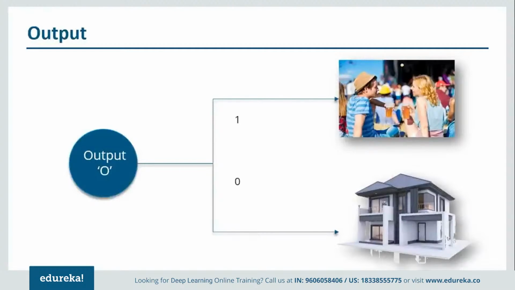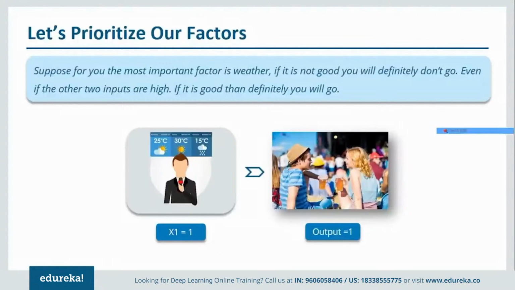Now what does a human brain do here? Okay, fine. I need to go to the beer festival. But there are three things that I need to consider. Will I give importance to all these factors equally? Definitely not. There'll be certain factors which will be of higher priority for me. I'll focus on those factors more, whereas a few factors won't affect me that much. So let's prioritize our inputs or factors. Here our most important factor is weather. If weather is good, I love beer so much that I don't care whether my wife is going with me or not, or whether there is public transport available. If weather is good, then definitely I'm going there. That means when x1 is high, output will definitely be high.